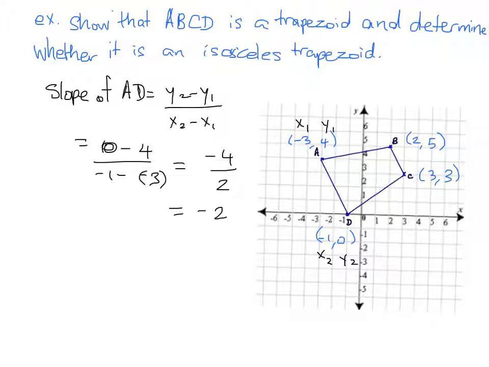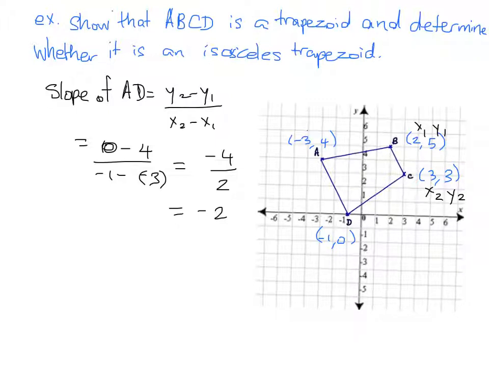Now we can figure out the slope of BC. So I'm going to erase that because now we're changing what our x1, y1 and x2, y2 are. So let's say this is x1, y1, x2, y2. Again, what we're trying to do is figure out if this line that we just found a slope for and this line that we're about to find the slope for are parallel to each other.